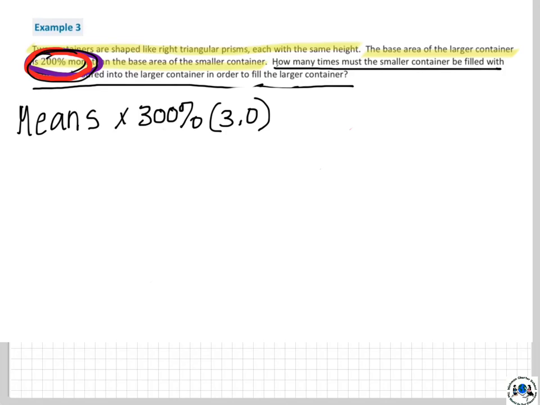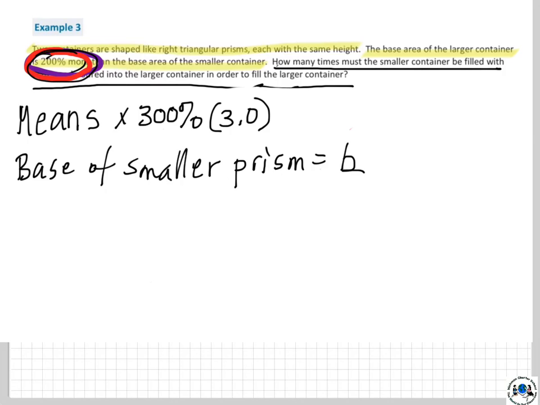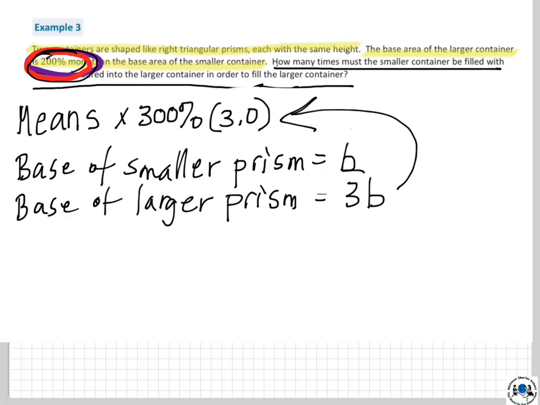So again, here we go. So that 200% more means times 3, or times 300%, okay? So the base of the smaller prism, let's let that equal B, because we don't have any other numbers. We don't have any actual measurements, all right? So we have the base of the smaller prism equals B. So therefore, because it is 200% more, or 200% greater, the base of the larger prism, we are going to assign it the variable 3B, because it is 3 times the base of the smaller prism, because it is 200% more. All right? I know, sounds confusing, but you'll get used to it eventually.